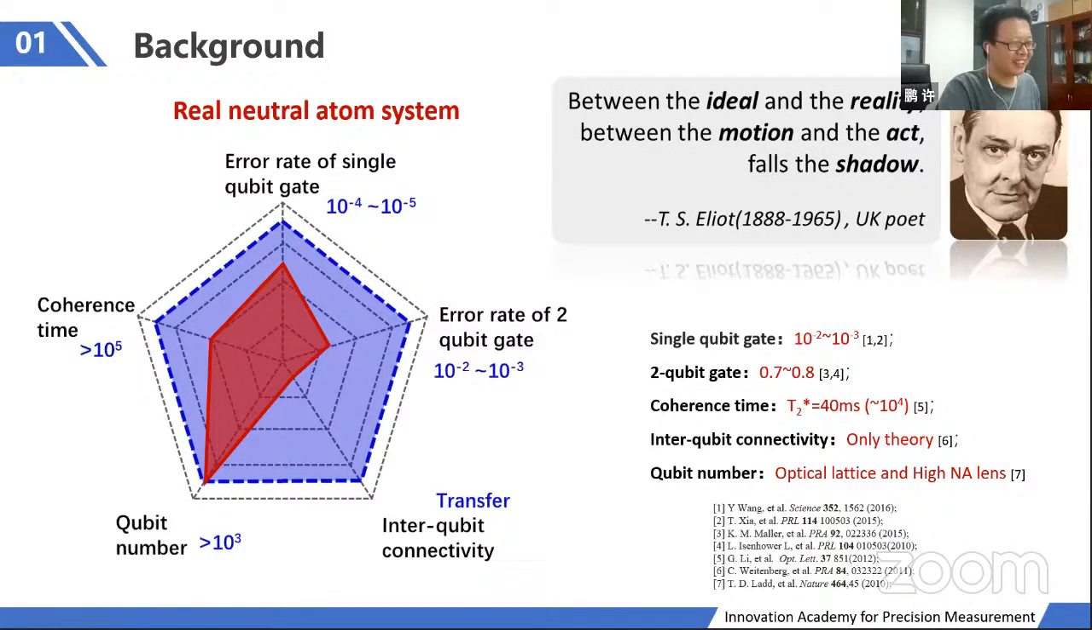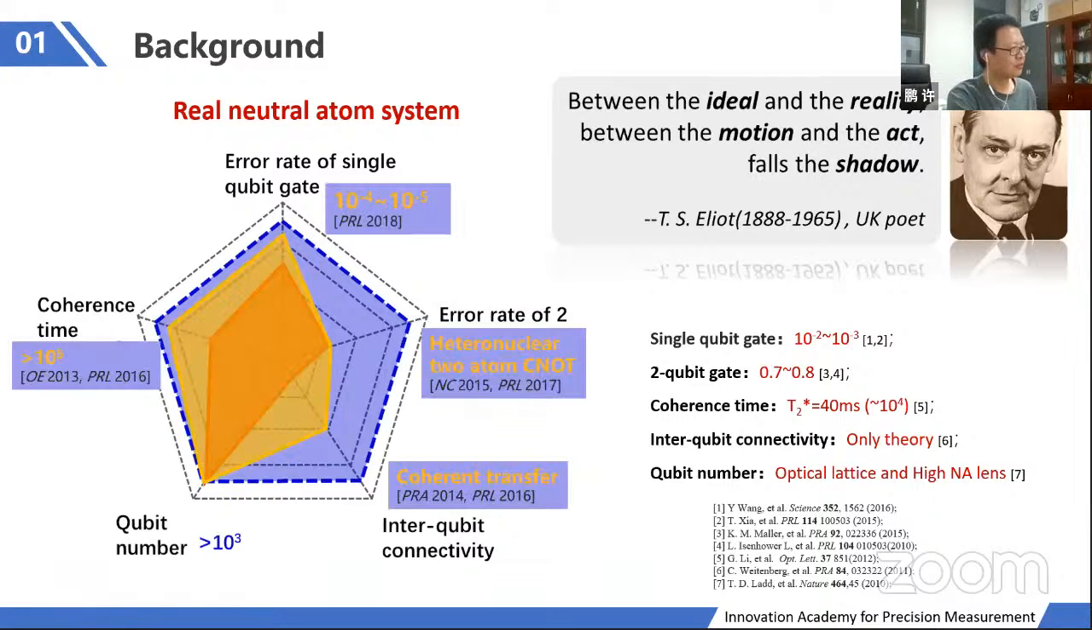This reminded me of a famous poem which says, between the ideal and the reality, between the motion and the act, falls the shadow. So we can see there are so many shadows for our neutral atom systems, and we have to do our best to remove these shadows.